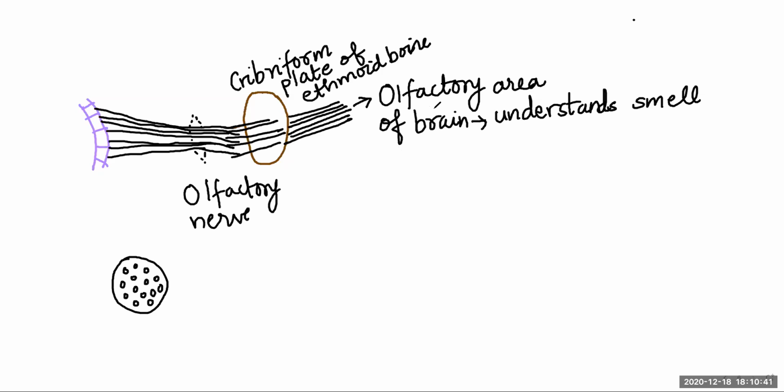Now the olfactory area of the brain is present in a part of the brain called the temporal lobe. The temporal lobe of the brain is the part of the brain just below your ear, under the temporal bone.